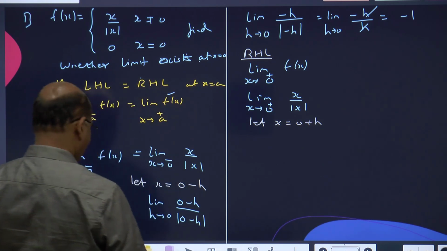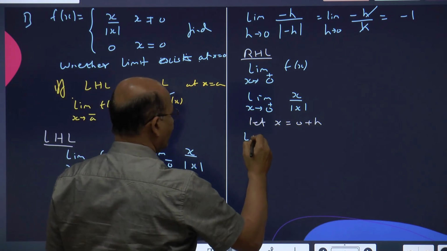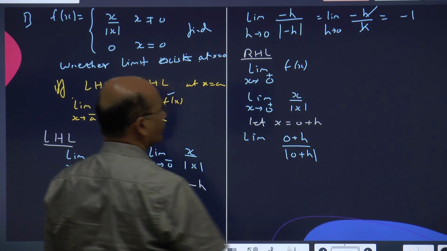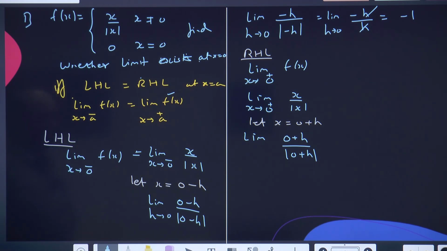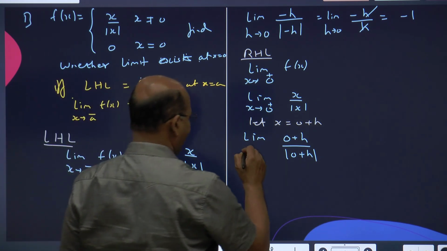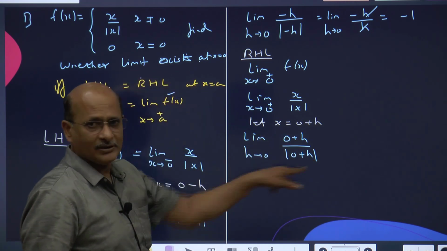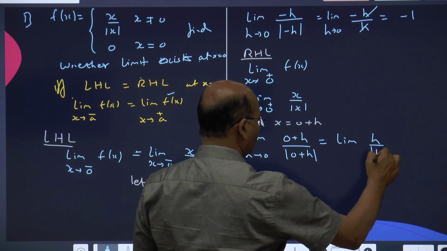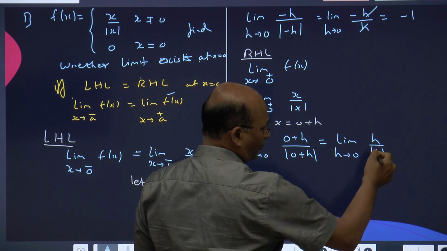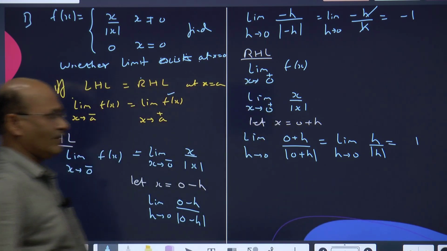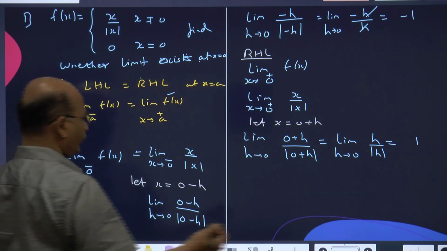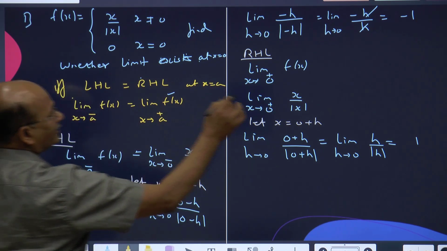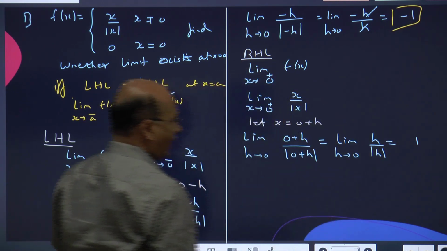So what happens quickly, let us see. This will be the limit of 0 plus h upon modulus of 0 plus h as h approaches 0, because once h comes in the function, you have to use this. So immediately this will become the limit of h upon modulus h as h approaches 0. Positive h is h only, so h upon h will become 1. So if you see carefully, understand what happened to the left hand limit. The left hand limit is nothing but minus 1. And what is my right hand limit?